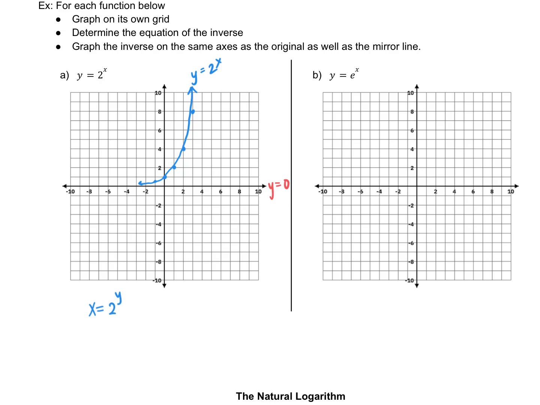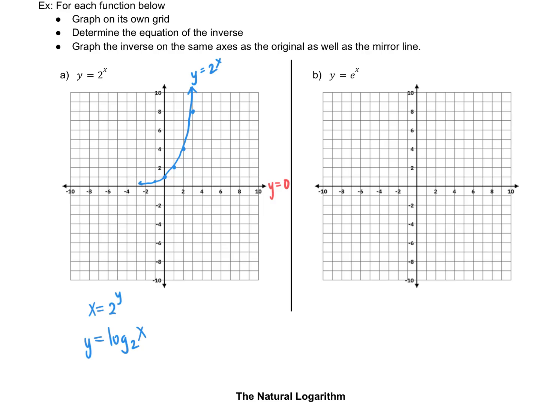This is an exponential form. I'm going to convert it into a logarithmic form. So the exponent, remember, is the answer to the logarithm. The base of the exponent is the base of the log. And then the x is the argument. There we are. And let's graph that inverse.